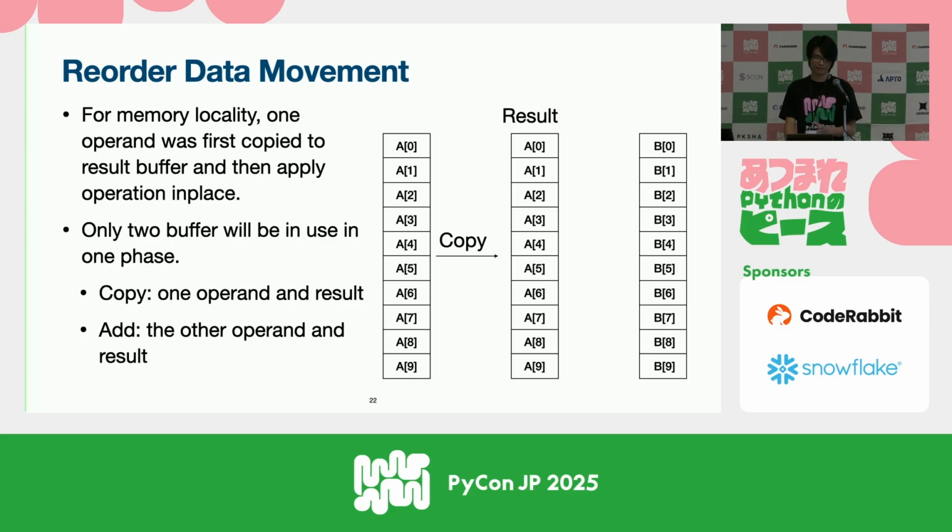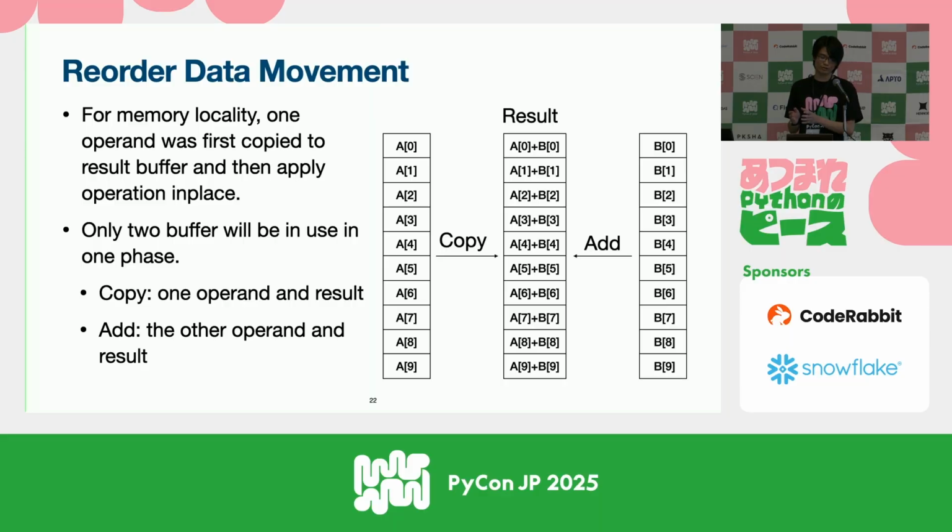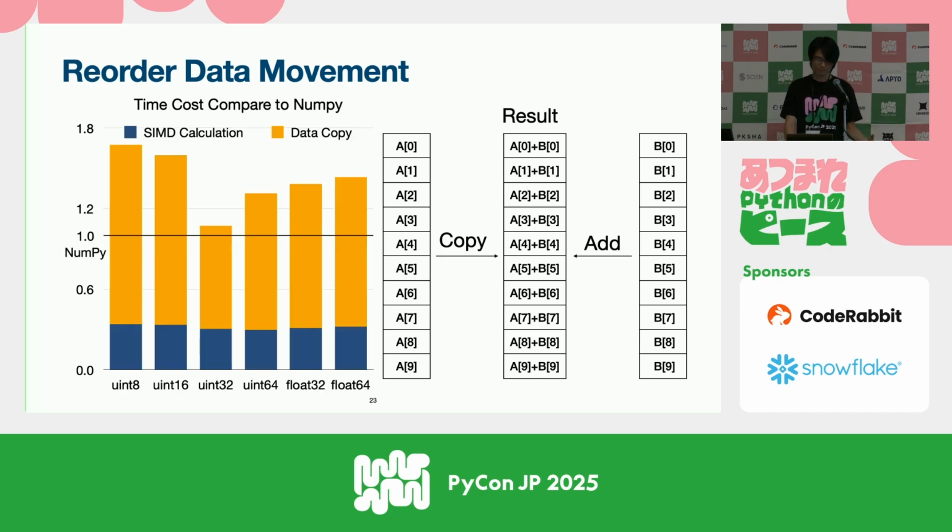And in the second phase, I do the addition from the other operand to the result, so that only 2 buffers will be used in one phase. For example, in the copy phase, only one operand and the result will be used. And in the add phase, the other operand and the result will be used, so that it should be good for memory locality. While the profiling result doesn't say that.